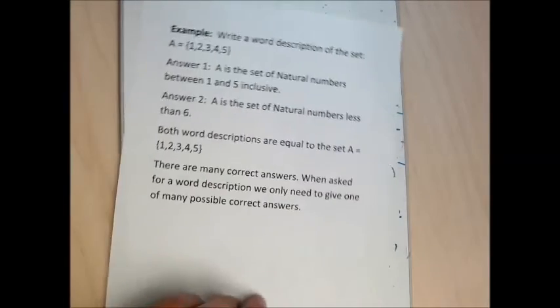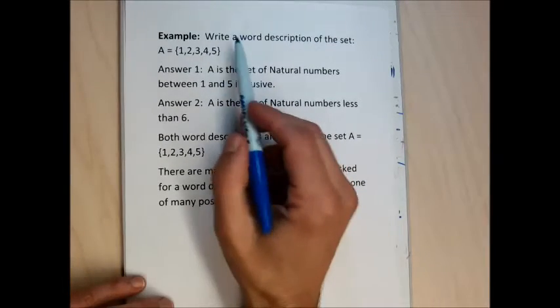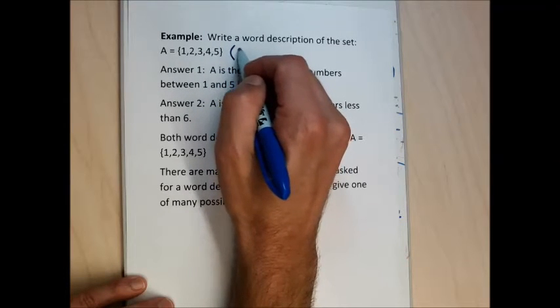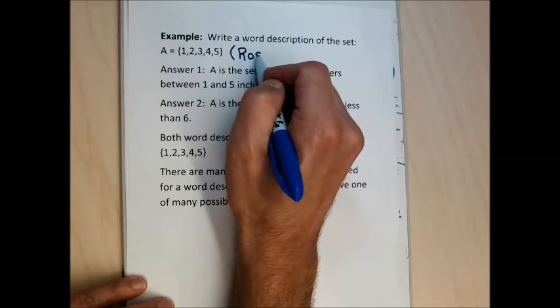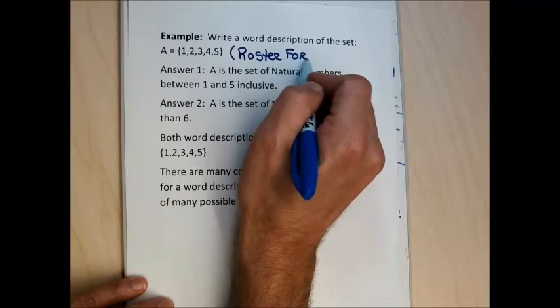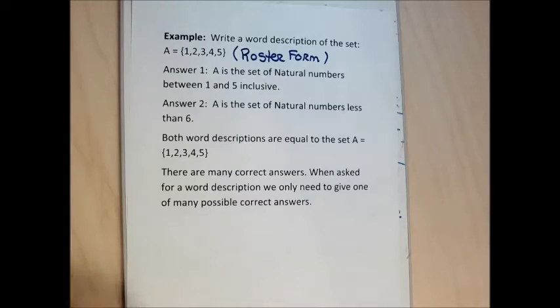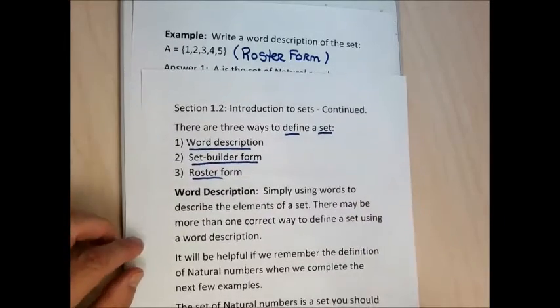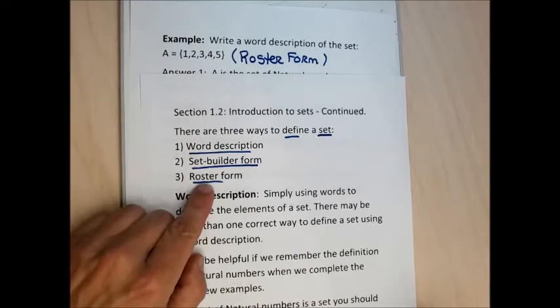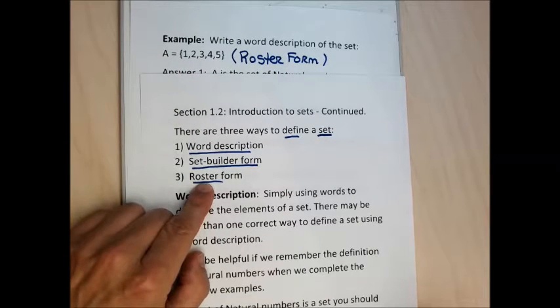So let's do an example. My instructions here, I give you a set A. This set is actually in roster form. We haven't got to that yet, but roster form is one of the three ways to define a set. This set A is defined in roster form. Roster form is my favorite. It just lists the elements of the set.